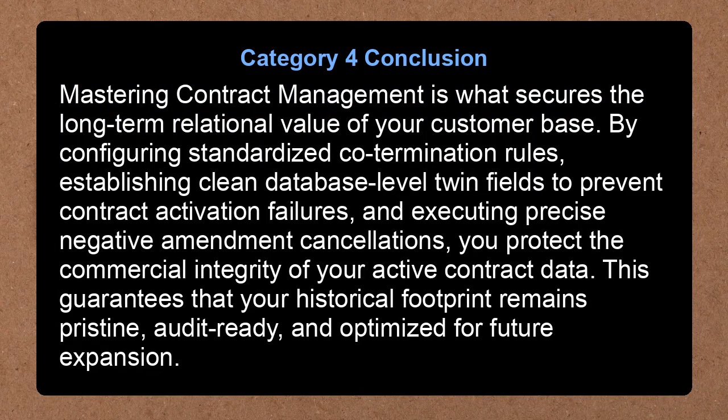Category 4 Conclusion. Mastering contract management is what secures the long-term relational value of your customer base. By configuring standardized co-termination rules, establishing clean database-level twin fields to prevent contract activation failures, and executing precise negative amendment cancellations, you protect the commercial integrity of your active contract data. This guarantees that your historical footprint remains pristine, audit-ready, and optimized for future expansion.